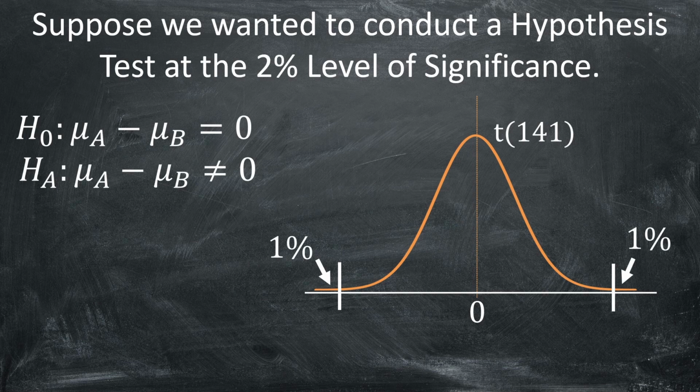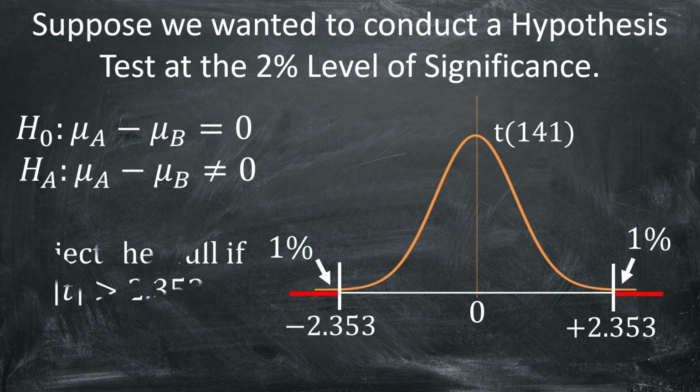So, it's a two-tailed test. We're looking for critical values that put 1% into each tail. If you look at the t-table, you will see that by approximation, the values are plus or minus 2.353. And so the region over which we would reject the null hypothesis is here marked in red. Our decision rule will just be we reject the null if the absolute value of our test statistic is bigger than 2.353, which is just a math way of saying we're going to reject if our test statistic falls in the red zone.